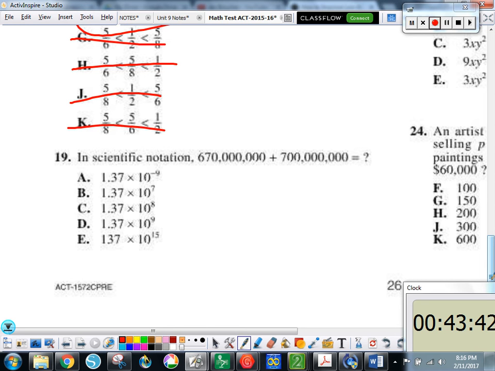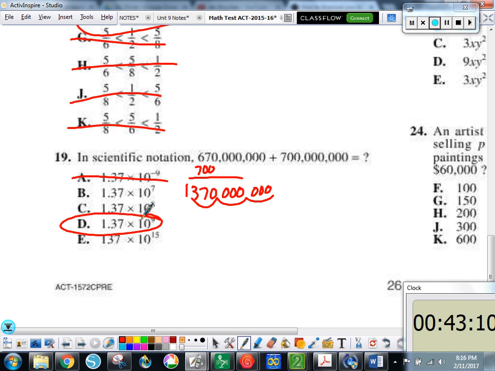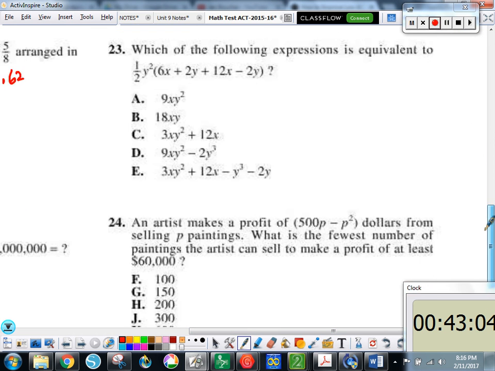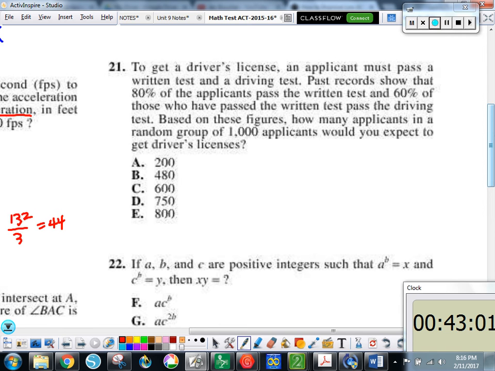Scientific notation, that plus that equals what? Well, really quick, I can automatically eliminate A because I know the exponent can't be negative, because negative would be a decimal. So let's add these together. They both have the same number of zeros, 700. So you would get 13, 7, 0, then counting the zeros: 1, 2, 3, 4, 5, 6, 7, 8, 9. It's got to be to the 9th power. And a headache. Okay, moving on. 1 minute.